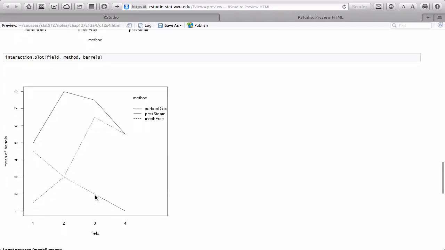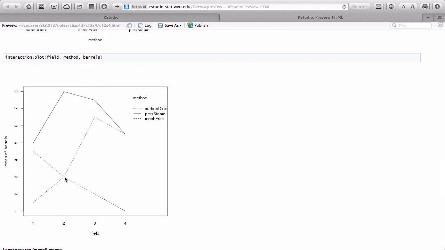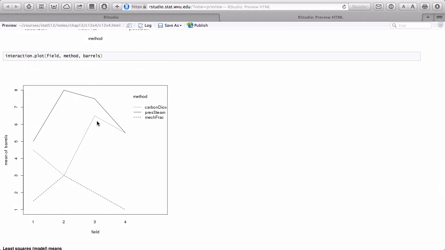I plotted the same thing twice. In both cases, if I look at field 2, if you take that point for field 2 and bring it up here, you'd see that you have parallel segments. Here I have 3 segments: the first segment here, the second segment here, and the third segment here. What we're saying when we say no interaction is that when we do an interaction plot, we expect change from segment to segment.